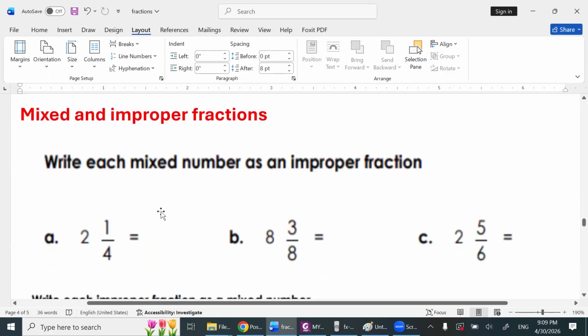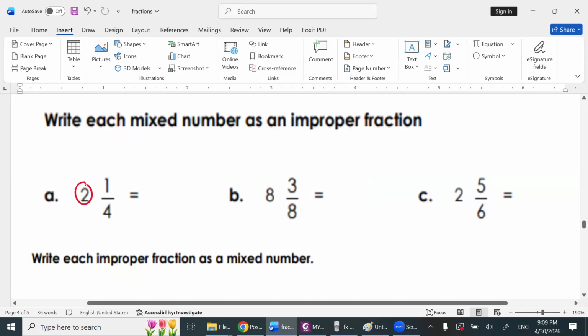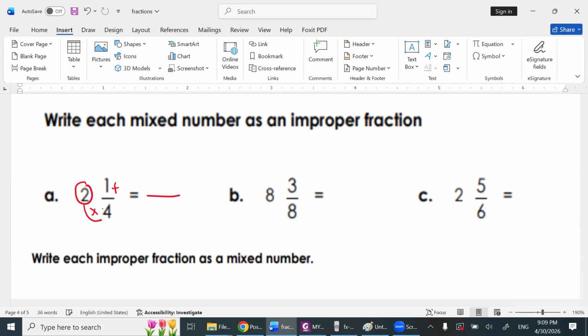Mixed and improper. How could we convert a mixed number into an improper fraction? You have to multiply the whole number by the denominator, then add the numerator, and keep the denominator, don't change the denominator. For example, 2 times 4 equals 8, plus 1 equals 9. So 2 and 1/4 equals 9 over 4.